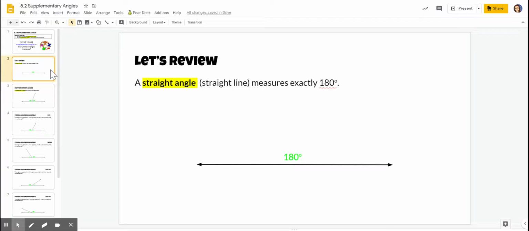So let's review really quickly before we move forward. This is another term that you may remember from fourth grade, and that is the concept of a straight angle. A straight angle is essentially a straight line. It doesn't look like it, but there actually is an angle here, and the measure of that angle for that straight line is exactly 180 degrees. So a straight angle measures exactly 180 degrees.